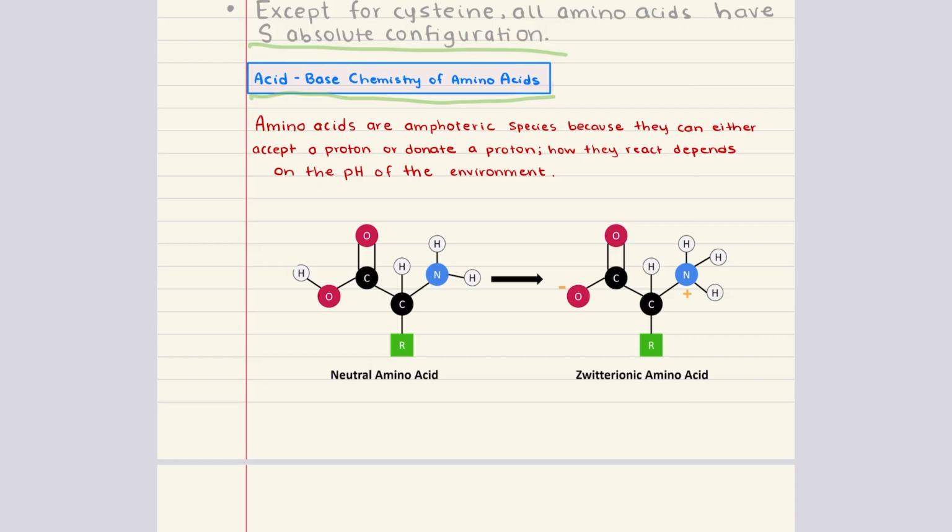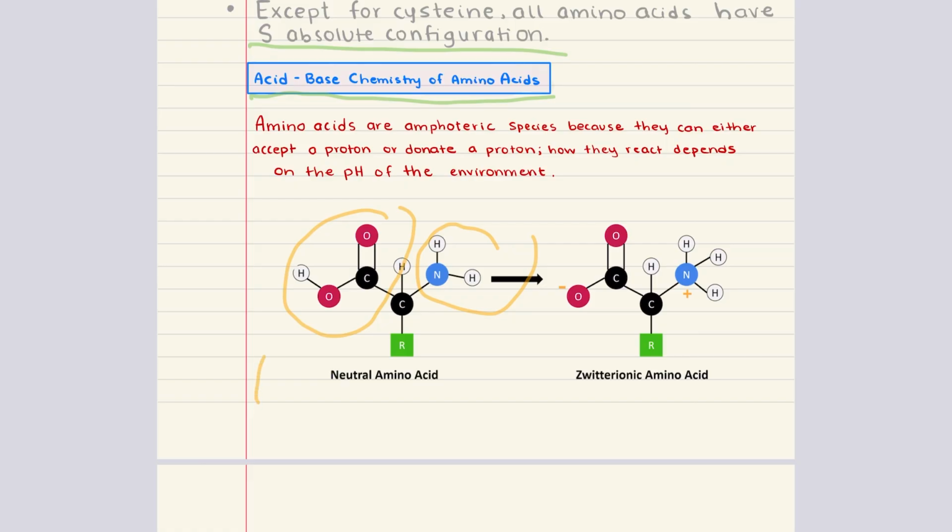Amino acids are amphoteric, which means they can act as both acids and bases. In other words, they have the ability to either accept a proton or donate a proton. And how they behave depends entirely on the pH of their environment. At the most basic structural level, every amino acid has at least 2 groups that can gain or lose protons. You have a carboxyl group and an amino group. And these groups respond differently depending on whether the pH is acidic, neutral, or basic.